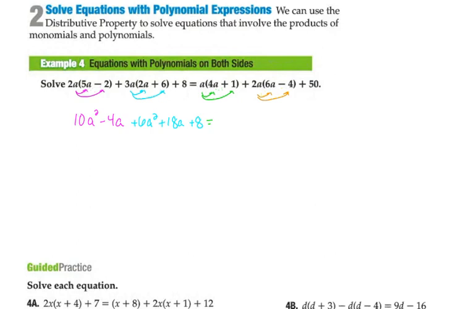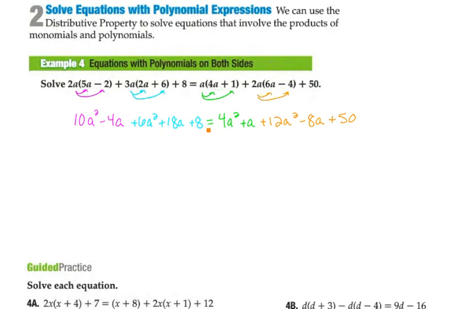I know that that is supposed to equal a 4a squared plus an a, because a times 1 is just an a, plus a 12a squared minus an 8a. Then I have to add 50 to that. A lot of stuff going on, but let's go ahead.